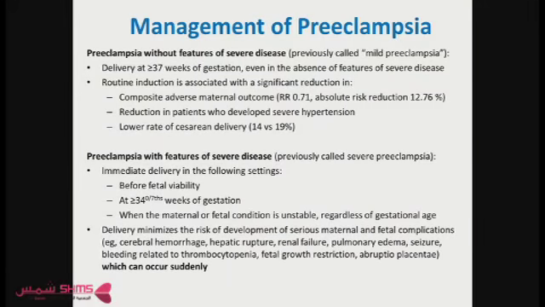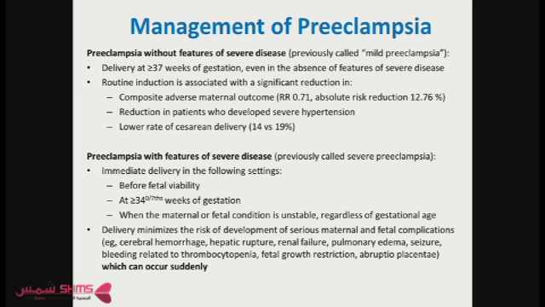Like I said, delivery is really the cornerstone for the management of preeclampsia. So if you have mild preeclampsia, we just deliver at 37 weeks. There's really no point continuing the pregnancy because we have already reached maturity, and continuing the pregnancy might increase the risk of severe hypertension, which we want to avoid.